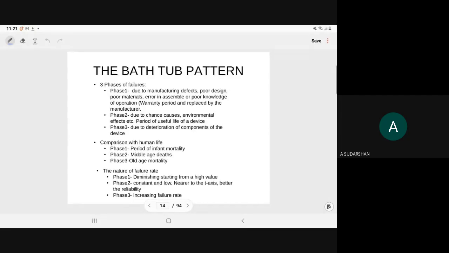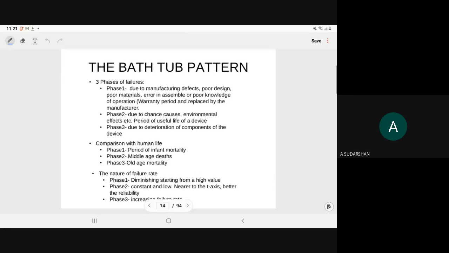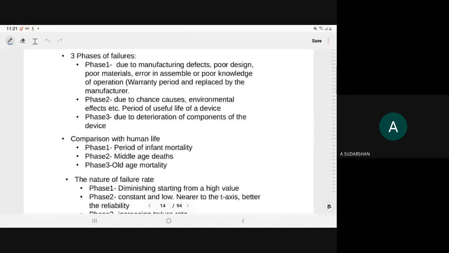When we compare with human life, phase one is the period of infant mortality. Phase two is middle age death. And phase three is old age mortality. Here also, initially we have a high chance of death. A newborn baby always has a high chance of death. Then we have the constant life. Then again, due to old age, we have an increase in the mortality rate.